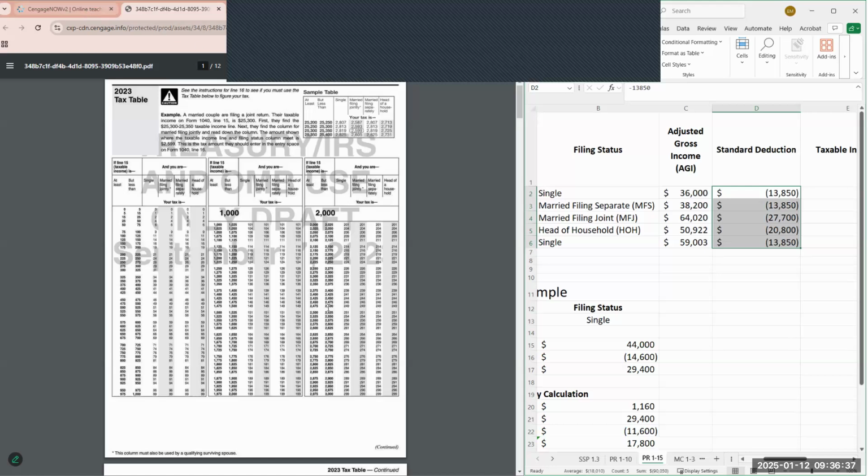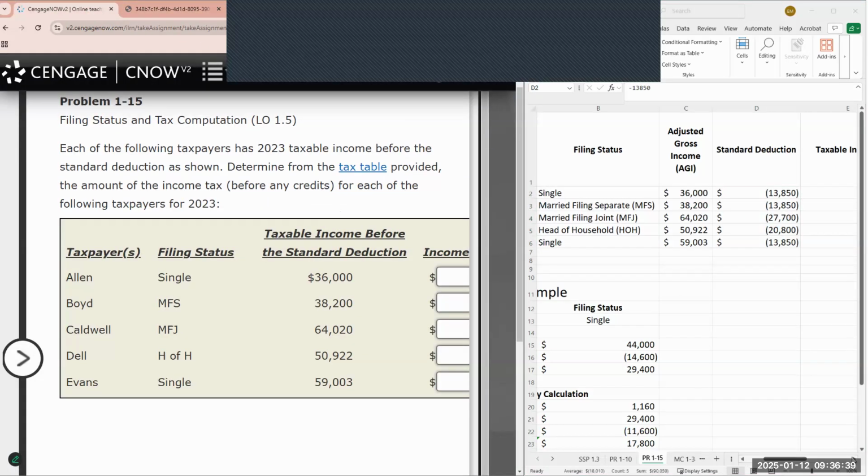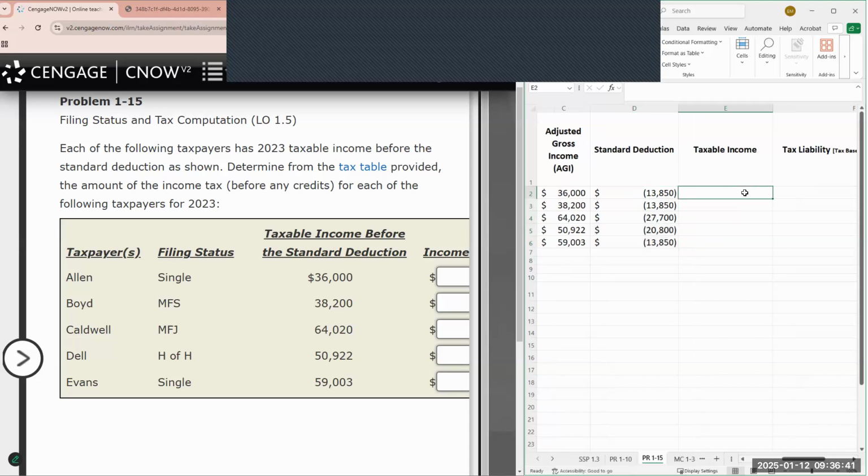The problem doesn't tell us anything about itemized deduction, so we just assume that their standard deduction is greater than the itemized deduction. So 36,000 minus 13,850, 38,200 minus 13,850. And the great thing with using Excel, you can essentially just drag it down. All of the formulas would apply. Oh, actually, we need to do sum. My apologies. With Excel, it definitely follows the order of operations.